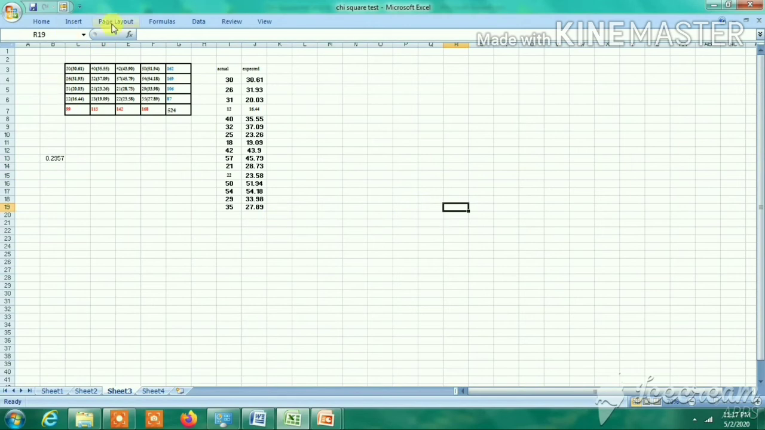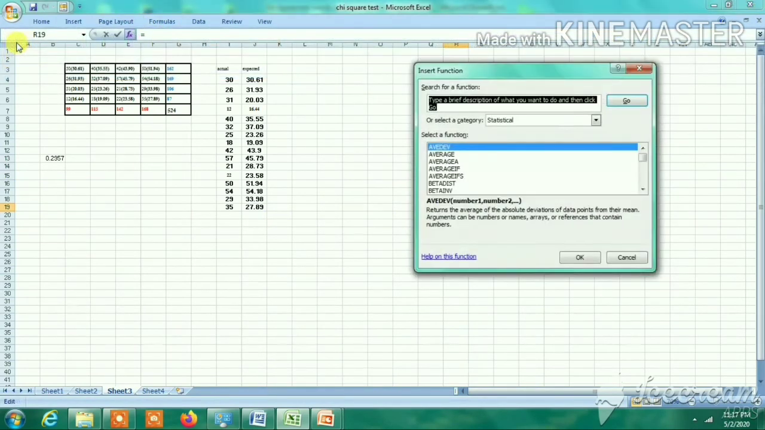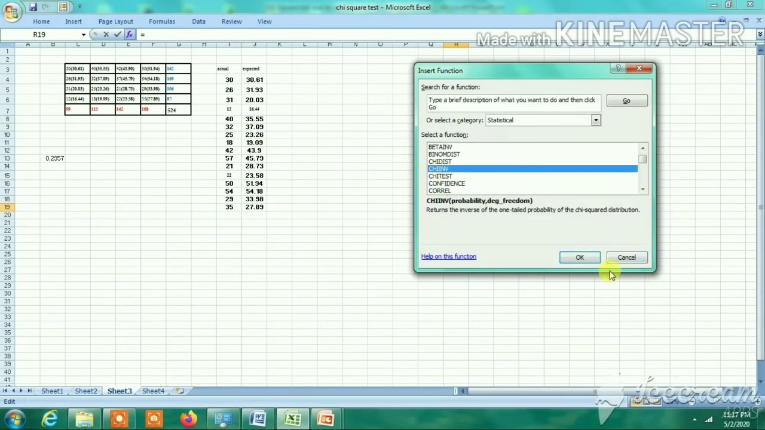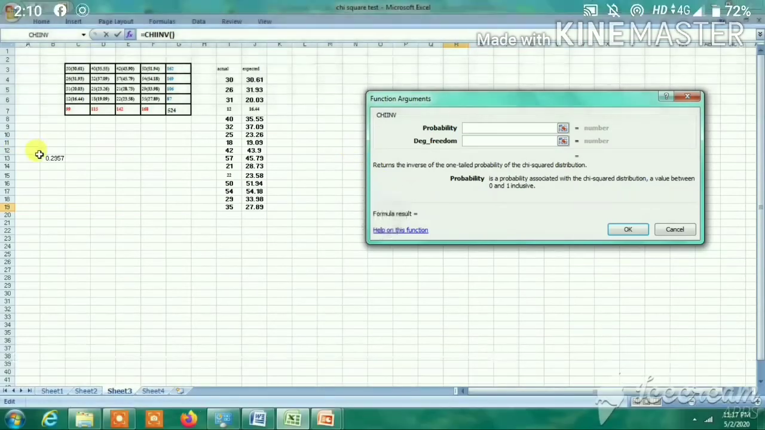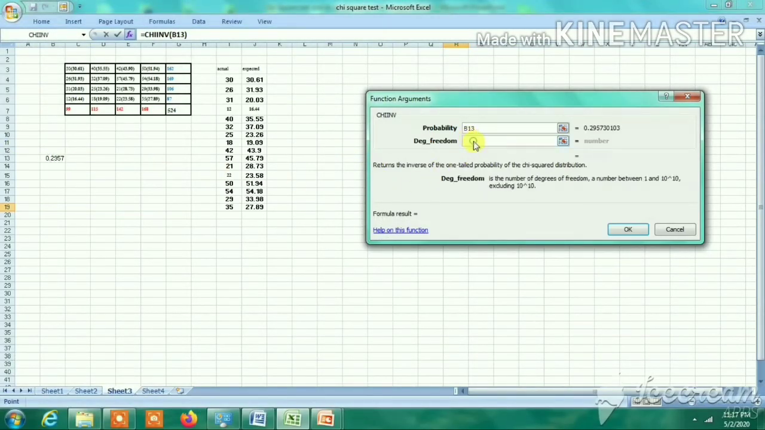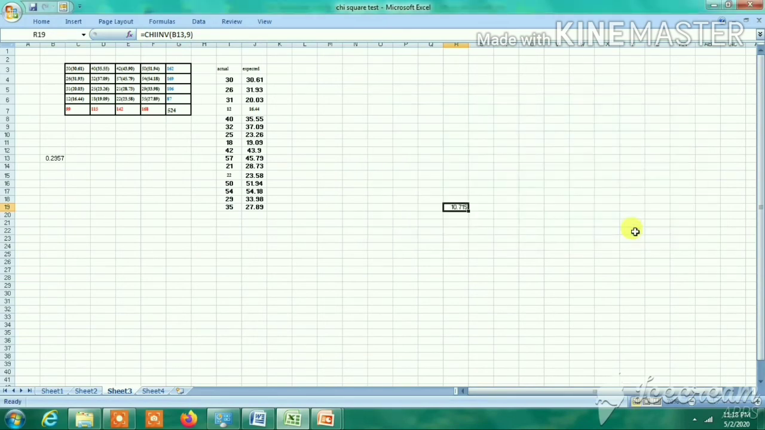Again we have to click Formula, Insert Function, chi-square inverse. The probability is this value, and the degrees of freedom is (column minus 1) times (row minus 1). The columns are 1, 2, 3, 4, so 4 minus 1 is 3, and the rows are 1, 2, 3, 4, so 3 into 3, that means 9 degrees of freedom. So we are getting 10.715, that means about 10.72.